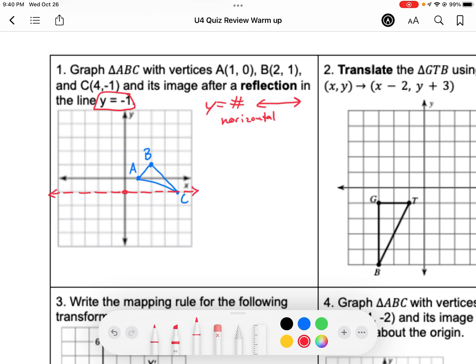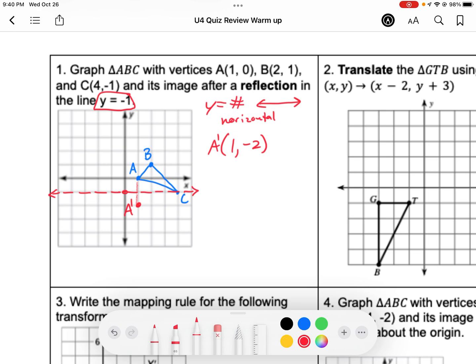So the easiest way to do this is just to notice that any of these points are going to take the same distance above the line and repeat that distance below the line. So like A is 1 above, so I'm just going to move it 1 below. That's how I get the new coordinate, A prime. And those coordinates would be positive 1, negative 2. So A prime, with that little apostrophe, that's how we call that A prime, is at 1, negative 2.